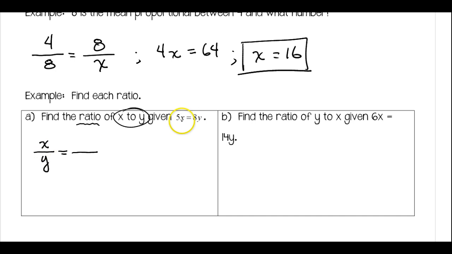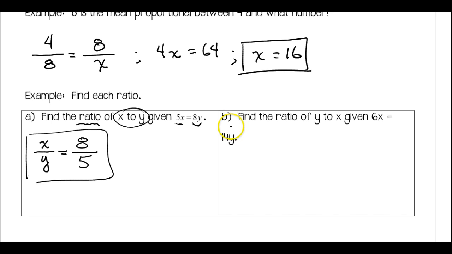So I know the x over here goes with the 5. So if I have the x here, I've got to put the 5 here. And I know that the 8 goes with the y, so if I put the y here, the 8 has to go diagonally across from it in the proportion. And there's my answer. The ratio of x to y is equal to 8 to 5. So if you know what ratio you want to end up with, go ahead and start with that at the beginning.